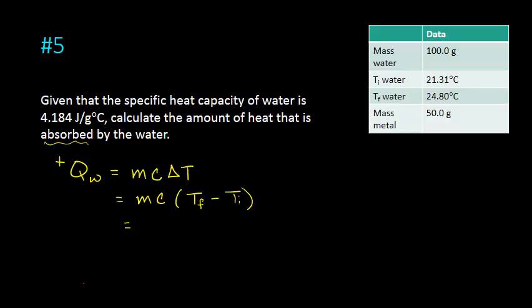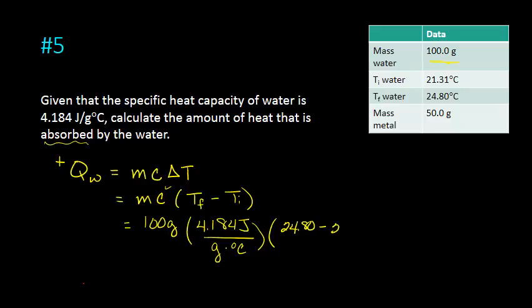Well, we know the mass of our water is given up here, so that's 100 grams. We're going to multiply that times the specific heat of liquid water, 4.184 joules per gram times degrees Celsius, and yes, you do need to know that number, times the change in temperature of our water, which went from 24.80 minus 21.31 degrees Celsius. So that means the heat the water absorbed is 1460 joules.